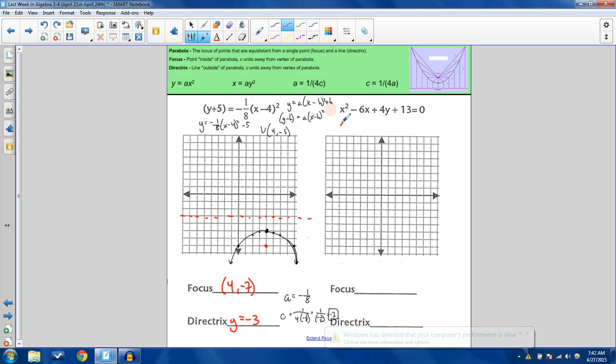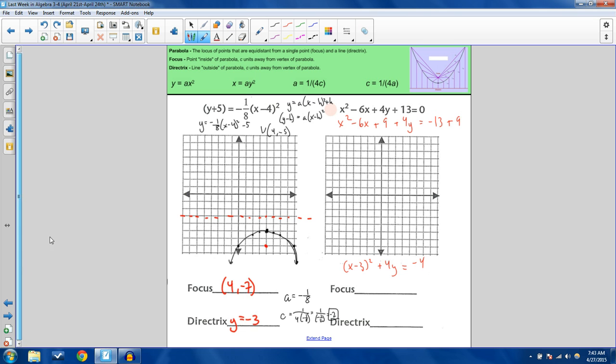That might help out. I'll get x squared minus 6x plus 9 plus 4y. I'm going to move the 13 over now. Negative 13 plus 9 again. I need to add that 9. So now I don't really have much room here. I'm going to write it down here. I have x minus 3 quantity squared plus 4y equals negative 4.